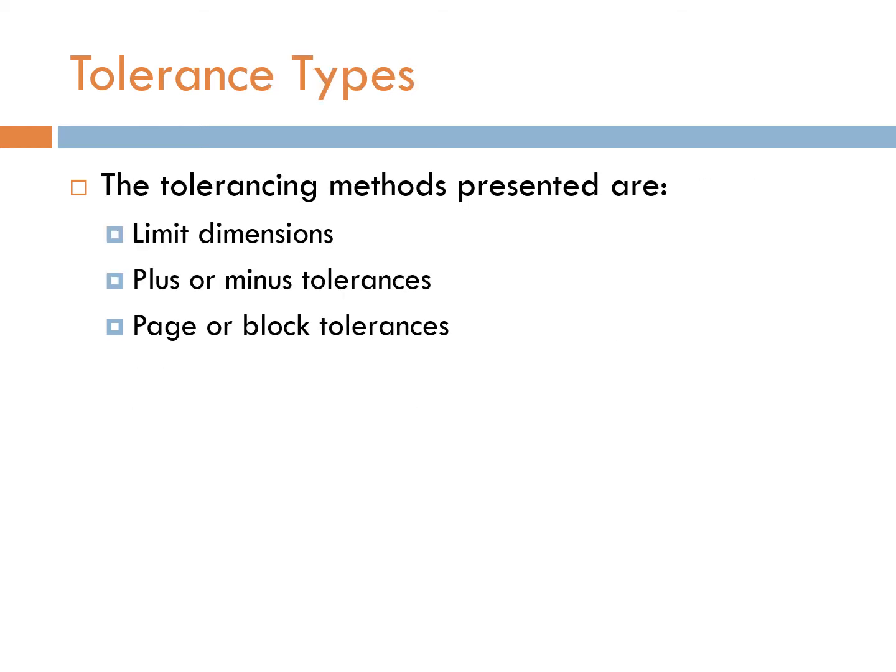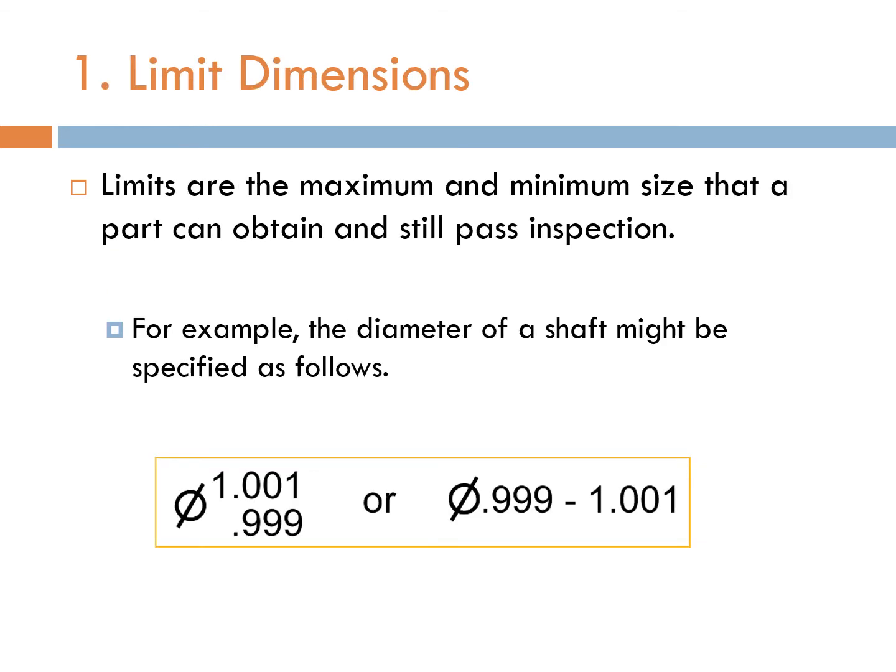What are the types of tolerance? Well, we can represent the tolerance in several different ways. The first way is called the limit dimension. The second is you can use plus minus with a tolerance, which is a value between the upper and lower limit. You can also use a page or block tolerance, meaning you put a note to represent the tolerance overall. So let's show you some examples.